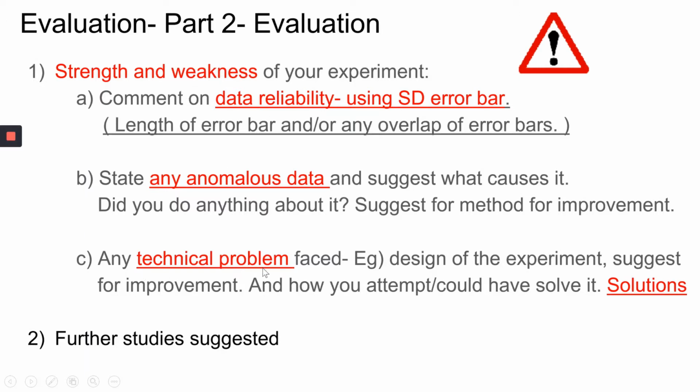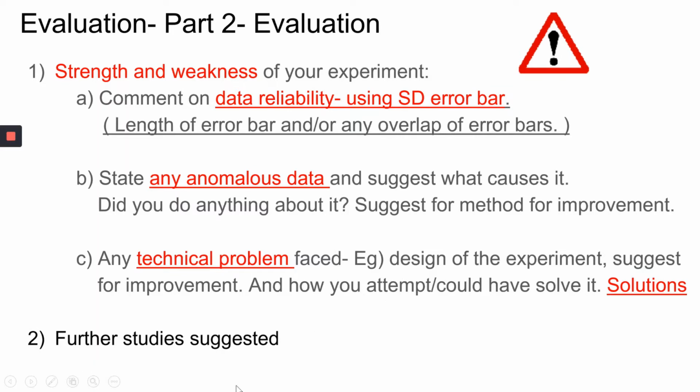And then any technical problem that you faced and how you solved it, and the impact of that on the experiment. That's how you can enrich your strengths and weaknesses. Mentioning the strengths and weaknesses is actually not difficult, but how can you enrich it? What is the problem? How does it impact your experiment? What do you do about it? These are the things that can help to enrich the strengths and weaknesses part.